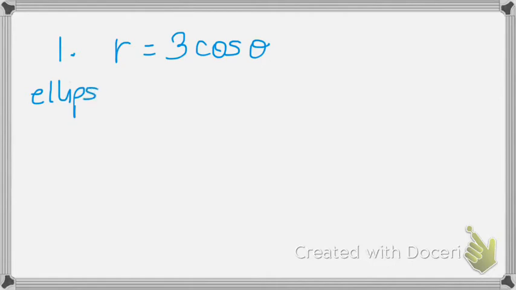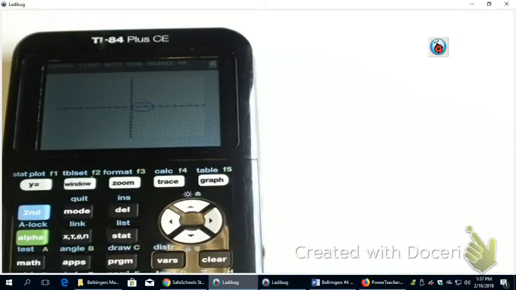So we're going to start with an example. r equals 3 cosine theta, and I want to find the area of that curve. You would start by graphing this. Come to find out, it's an ellipse. Okay, here's the graph of it.